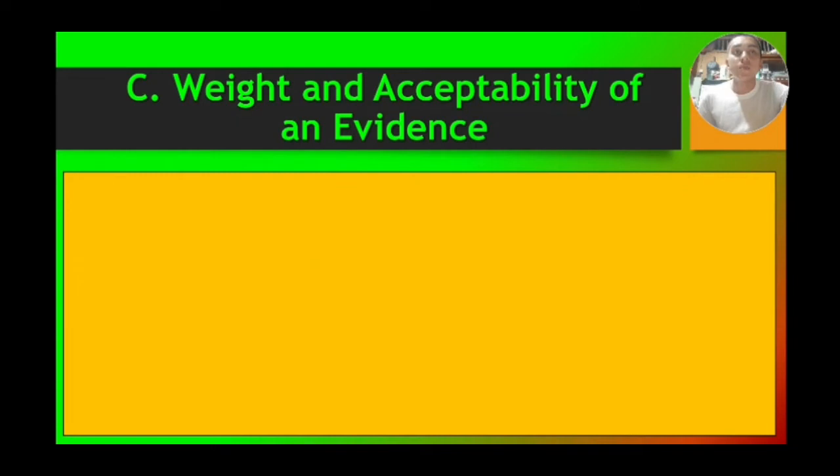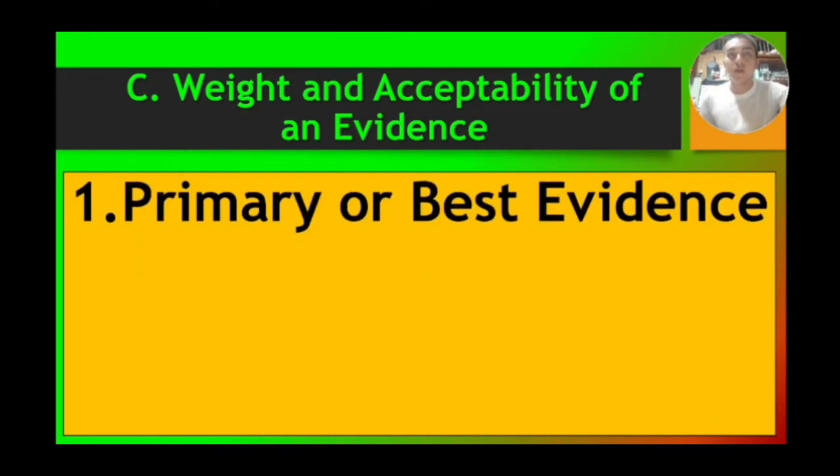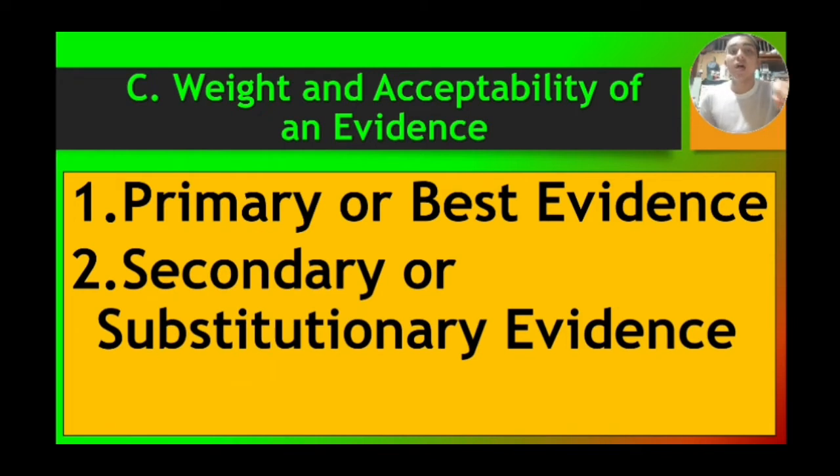Weight and acceptability of an evidence. Primary or best evidence, and secondary or substitutionary evidence. So, for us to easily understand, primary is the best evidence, having the powerful fact that can be useful in the court, while secondary is the opposite, having inferior fact that cannot be handy in the court.